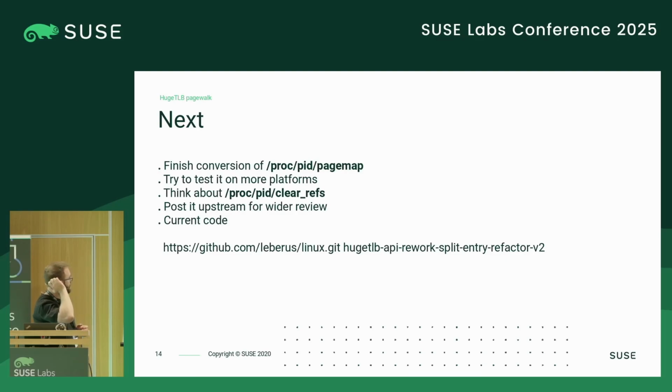The next steps will be I need to finish the conversion of the procfs pagemap because that's the only user left to be done. And then, as I said, I need to check whether I can try it out on more platforms, and I need to think what to do with the read/write interface, clear refs, how the current API can do that. But so far I'm not concerned about that, because we first need to really drill down the read-only part.